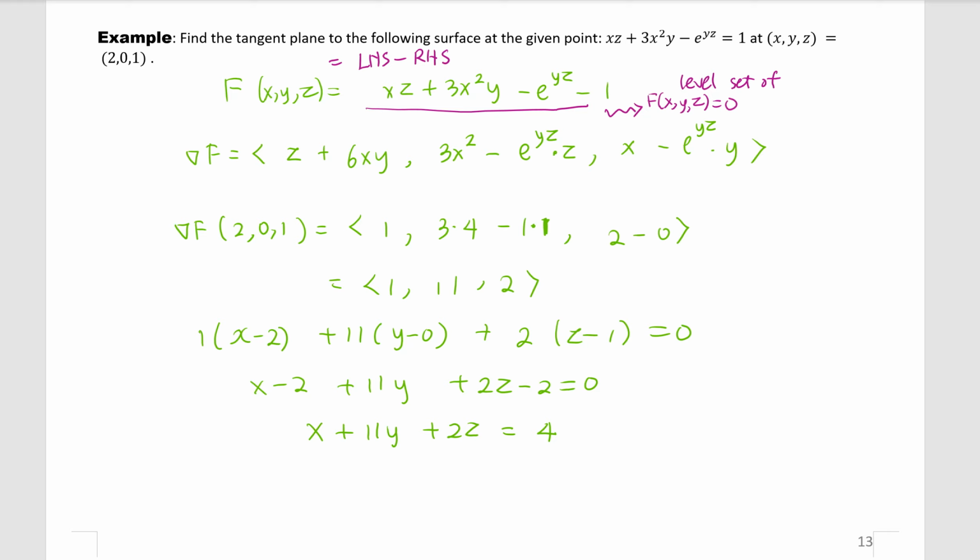That is it for section 12.7. I wanted to talk about 12.7 first and then 12.6 because I want to introduce the gradient first. Then we can use the gradient to define the directional derivatives.